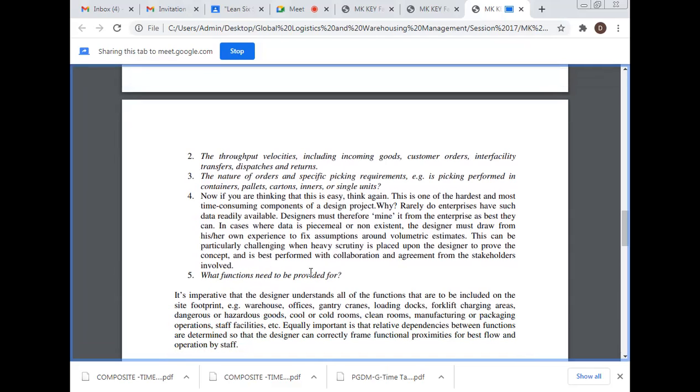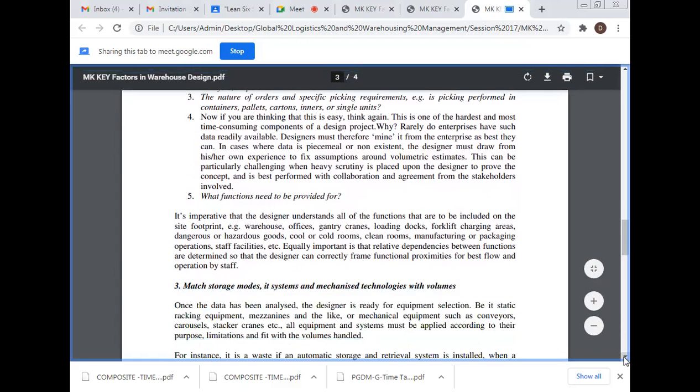What functions need to be provided for? It is imperative that the designer understand all of the functions that are to be included on the site footprint: warehouse, offices, gantry cranes, loading docks, forklift charging area, dangerous or hazardous goods, cool or cold rooms, clean rooms, manufacturing or packaging operations, staff facilities, etc. Equally important is that the relative dependence between the functions is determined so that the designer can correctly frame functional proximity for best flow when the operation starts.